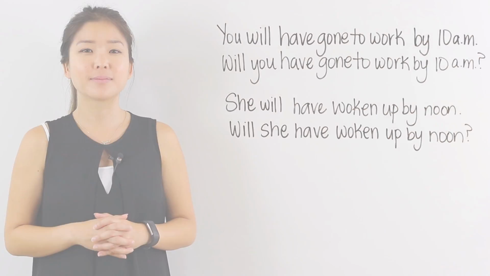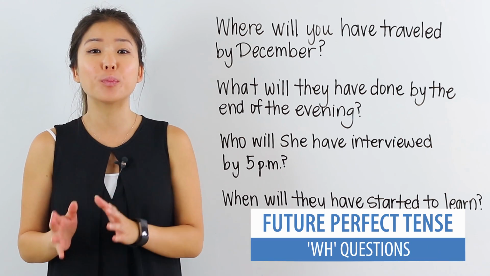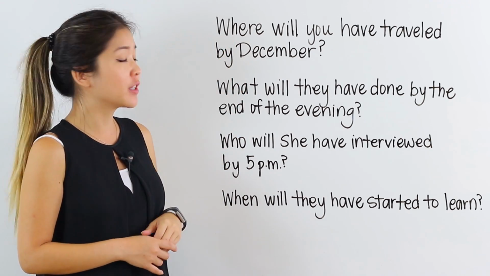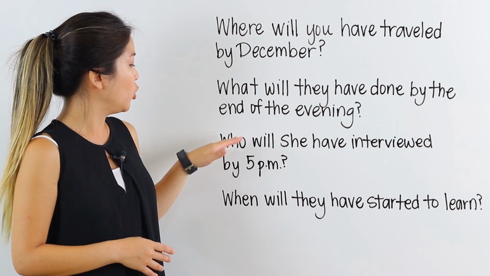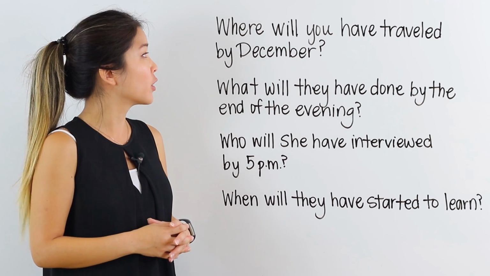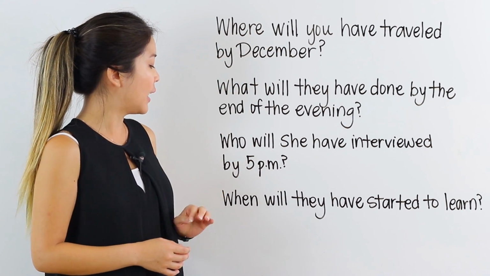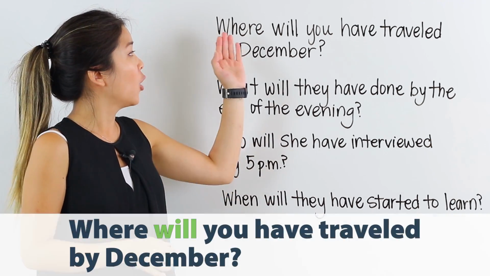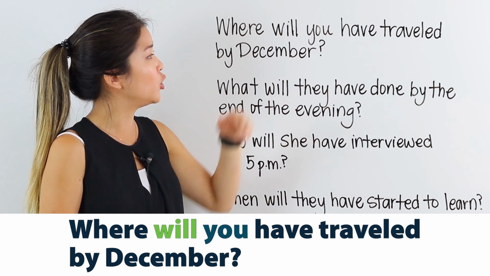Let's move on. Now, I'll talk about how to form WH questions in the future perfect tense. If you notice on the board, each of these questions begins with the WH word. Where, what, who, and when. Then, after each WH word comes the word will. Where will, what will, who will, and when will. So, let's take a look at the first question. Where will? Then you add the subject, in this case, you.